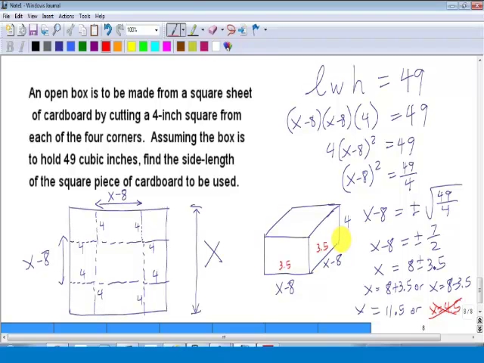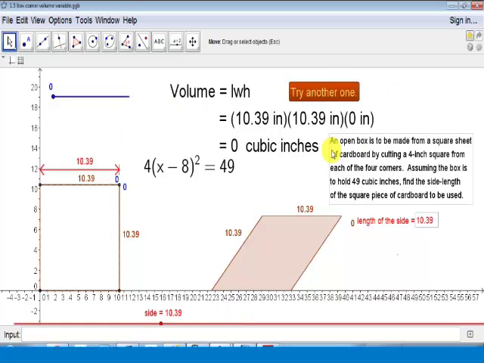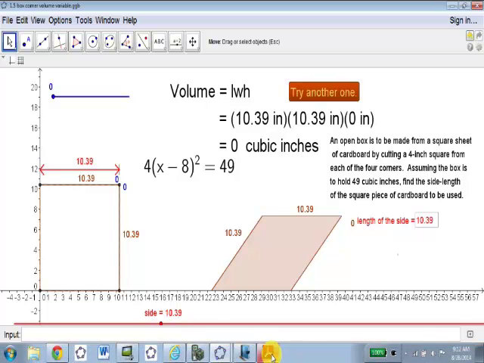So 11.5 minus 8, that is 3.5, right? So 3.5 by 3.5 by 4. Okay, so it looks like it's 3.5. For the visual, there's our problem. There's our sheet of cardboard. I'm wondering how big to make that. How big do we end up making it?